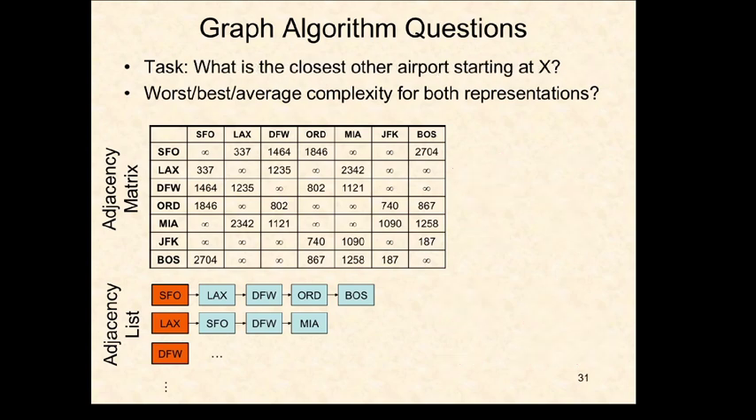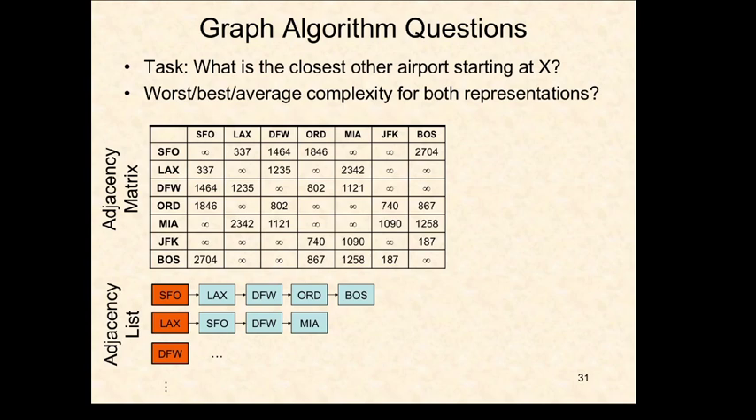Okay, next question. We just changed the question a little bit. Question is, what is the closest other airport starting at X? Yes, Sam. So really, it also comes down to dense versus sparse. If this graph was really dense, then the adjacency list would be a little bit more unwieldy. But if it was a sparse graph, then the adjacency list might be more efficient because it would take up less space.